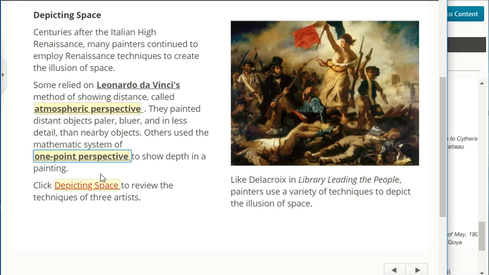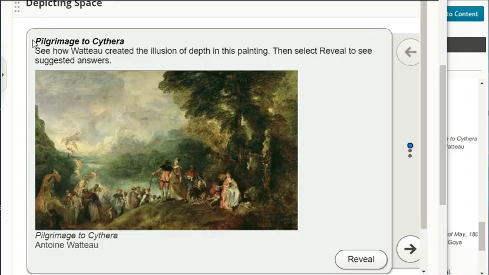I'll try to remember. Depicting Space. In Pilgrimage to Cythera, see how Watteau created the illusion of depth in his painting? Then select Reveal to see suggested answers. Do you see atmospheric perspective? Are the characters getting paler and bluer, and including the landscape?